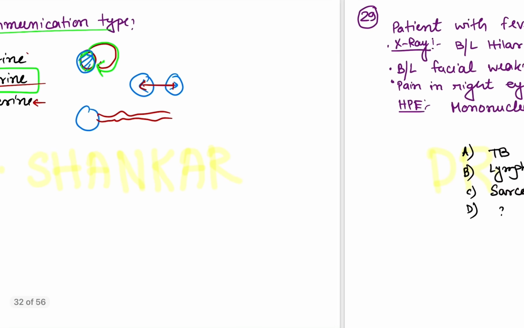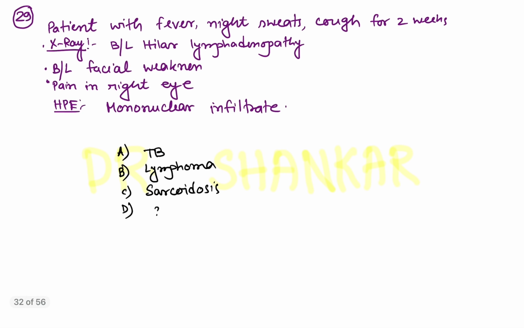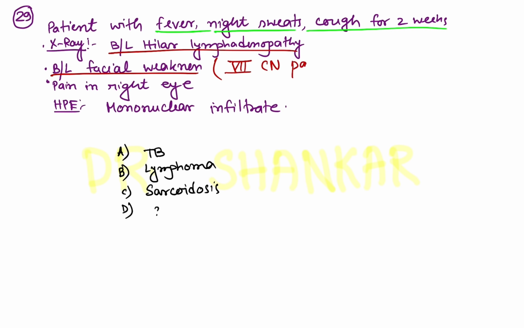Okay, next coming to question number 29, patient with fever, night sweats and cough for 2 weeks. Just seeing these three symptoms, don't directly jump to diagnose the case as TB. Read the question carefully. X-ray showing bilateral hilar lymphadenopathy, bilateral facial weakness. This is because of bilateral 7th cranial nerve palsy with pain in the right eye. That may be because of uveitis. So among the following options, which one is the right cause for all these findings?